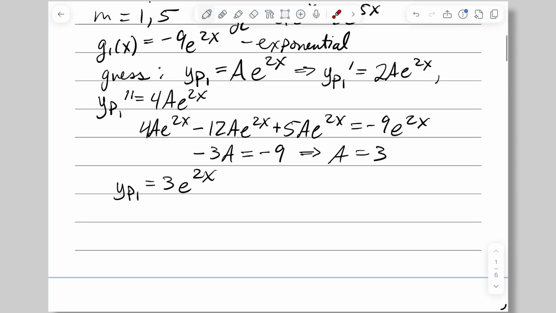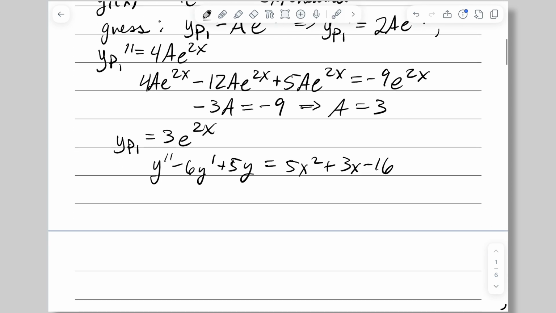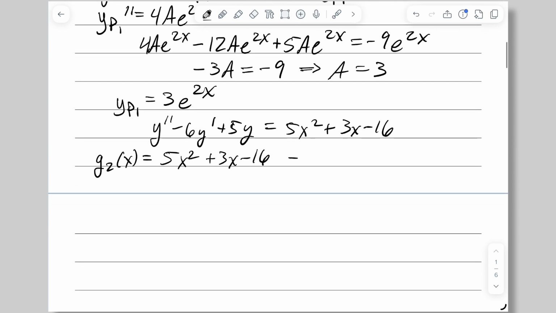Now, if we look at the other part of the input function, we can consider that we have y double prime minus 6y prime plus 5y is equal to 5x squared plus 3x minus 16. This is the polynomial part. And for this polynomial part, I'm going to identify g2 of x as that 5x squared plus 3x minus 16. And we can see here that this is a second degree polynomial.